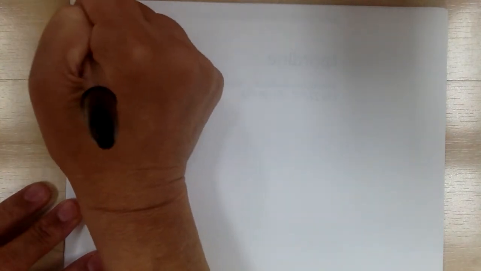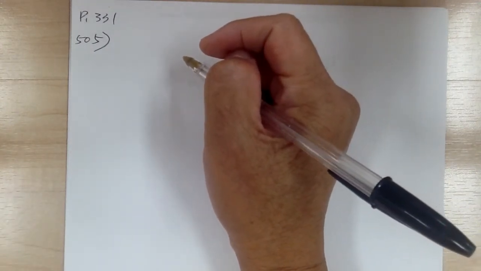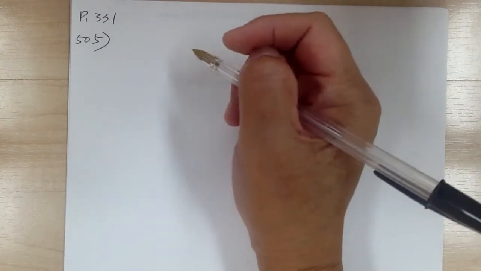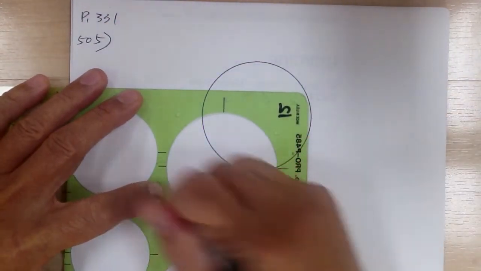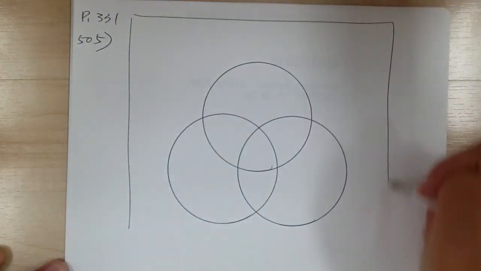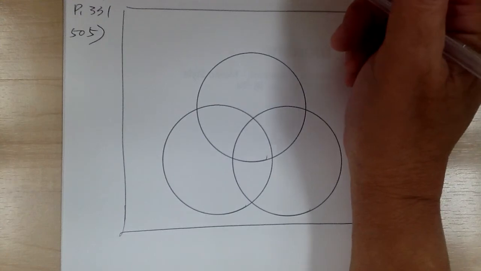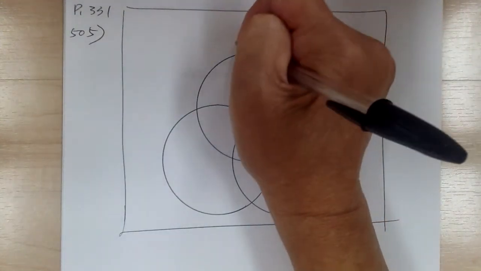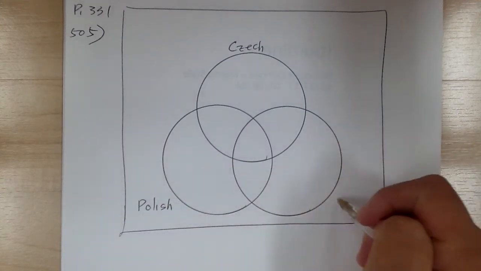Okay. Let's go to the next one. Okay, so 505. Again, read through the problem. So there are 3 languages. Let's go ahead and get the 3 circles, and draw a big rectangle to indicate the whole thing. Okay, so let's read through again. There are 3 languages. So you have the Czech, you have the Polish, and you have German.